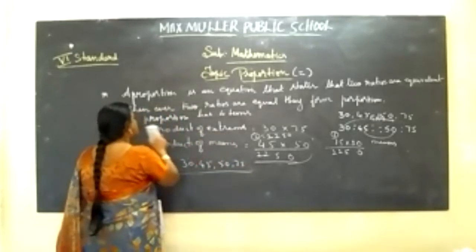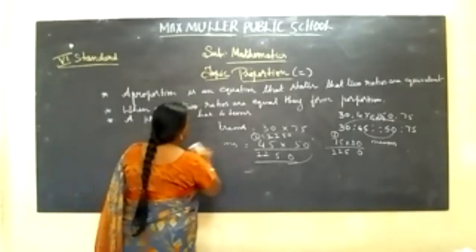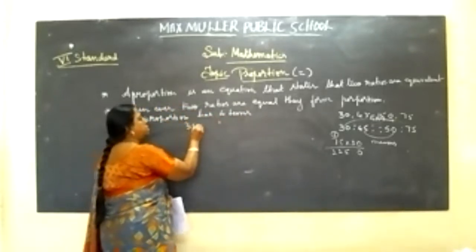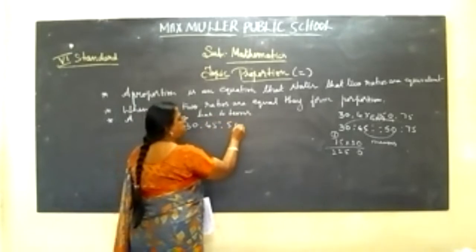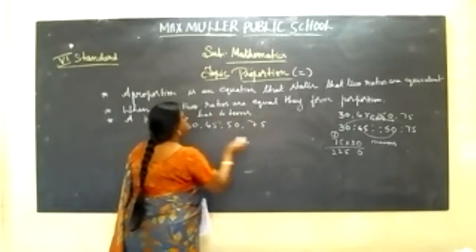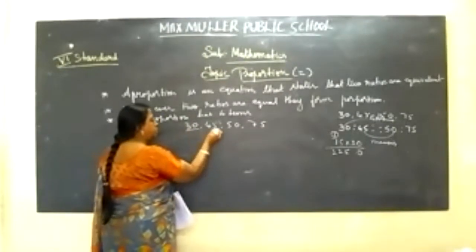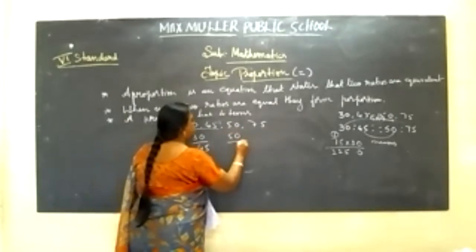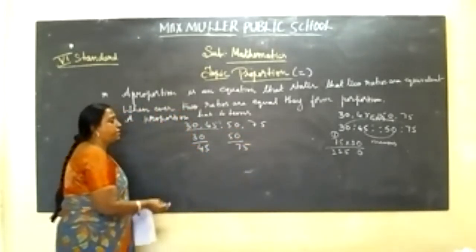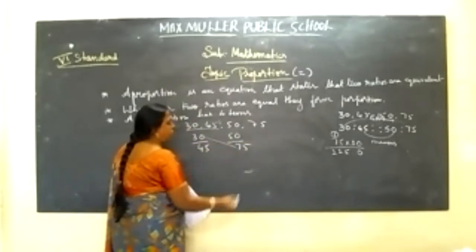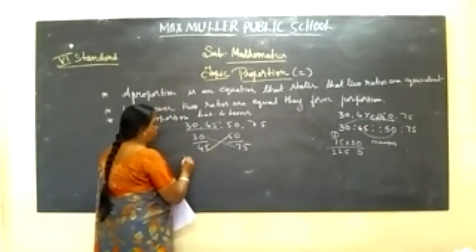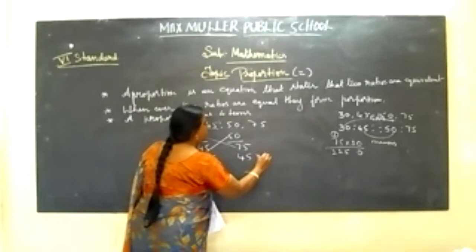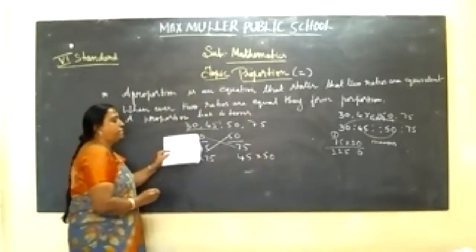One more method, cross product. Same like a fraction. If cross products are equal, they are in proportion. So here 30, 45, 50 and 75. The first and second terms, 30 by 45. Third and fourth, 50 by 75. Cross multiply. Cross products are equal. So 30 and 75 one group, 45 and 50 another group. 30 into 75 and 45 into 50. If these products are equal, then they are in proportion.